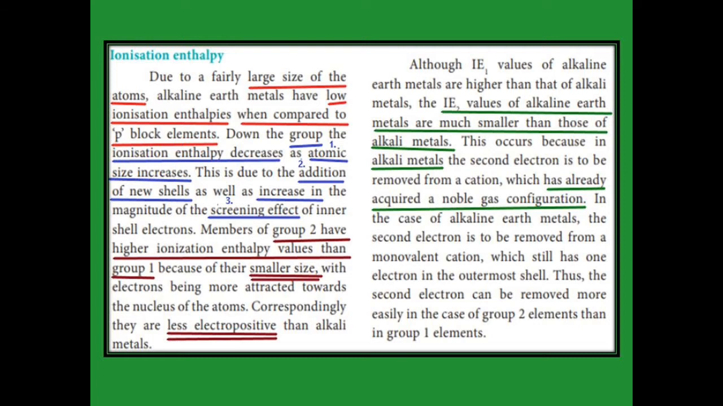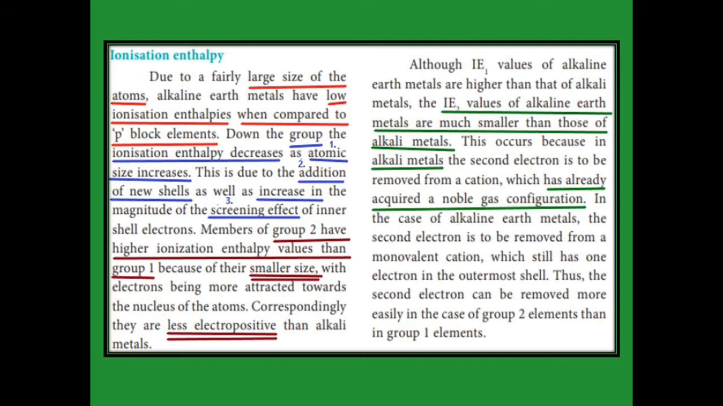The reason is, the first one, atomic size increases group wise. Why does atomic size increase? The electrons are added to additional new shells, so there is an increase in the screening effect value. Because of these three reasons, the ionization enthalpy decreases down the group.